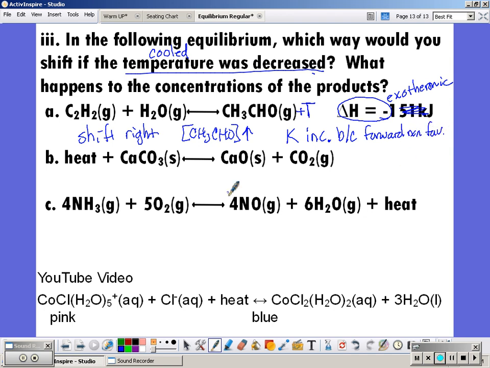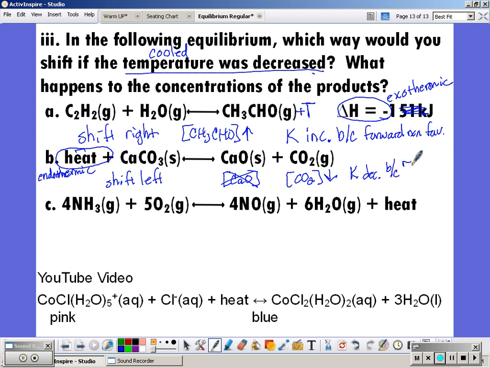In letter B, I have heat as a reactant. So this is an endothermic reaction. If I decrease temperature, I'm going to go to the side that heat is on, so I'm going to shift to the left. So the concentrations of my products, CaO doesn't matter because it's a solid. CO2 is going to decrease. So what happens to the value of K? K is going to decrease as well because I'm shifting to the left, which means the reverse reaction is favored.